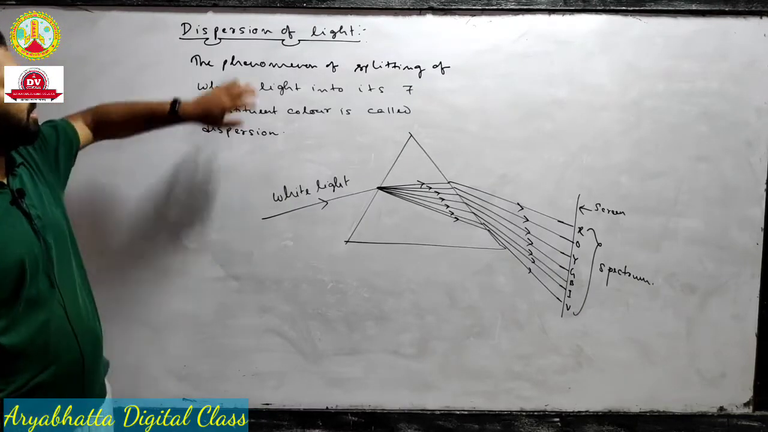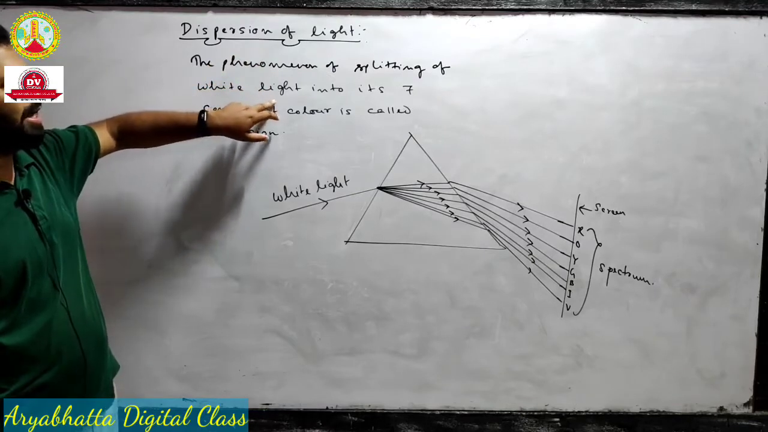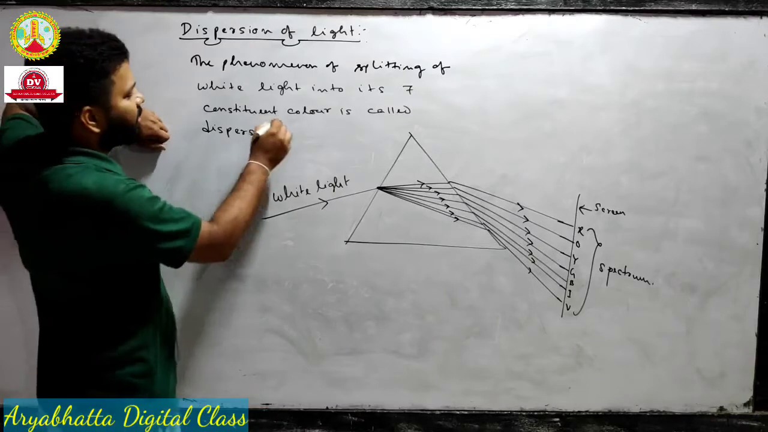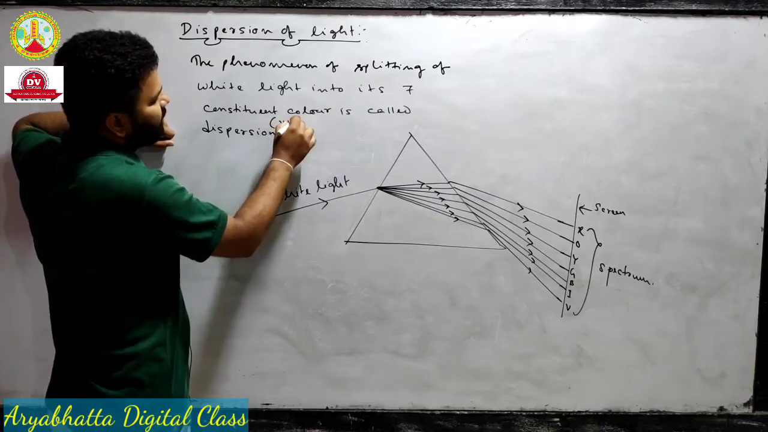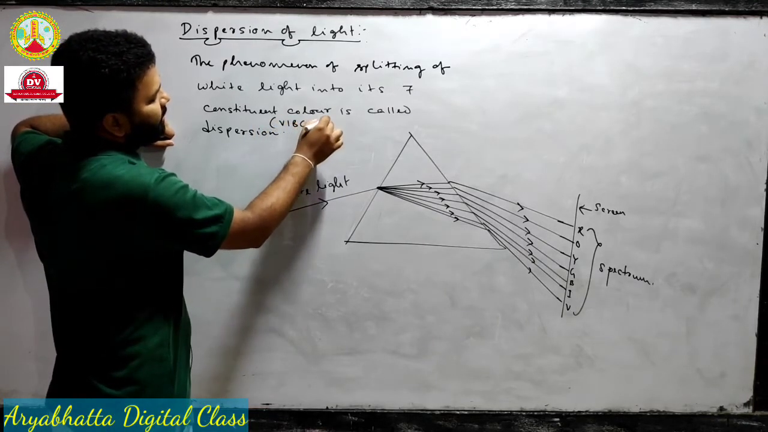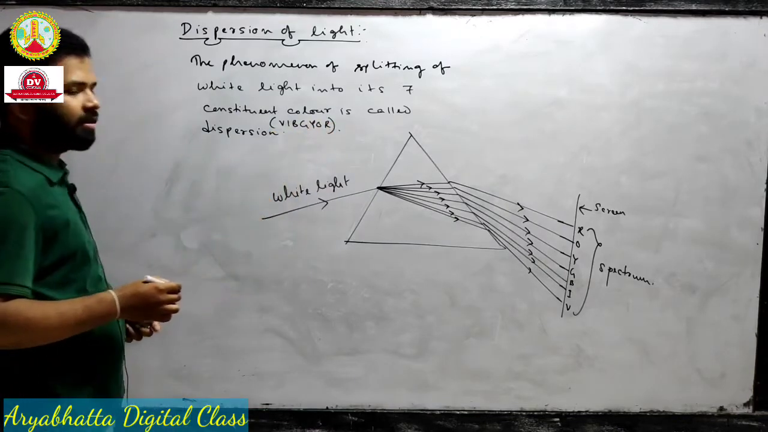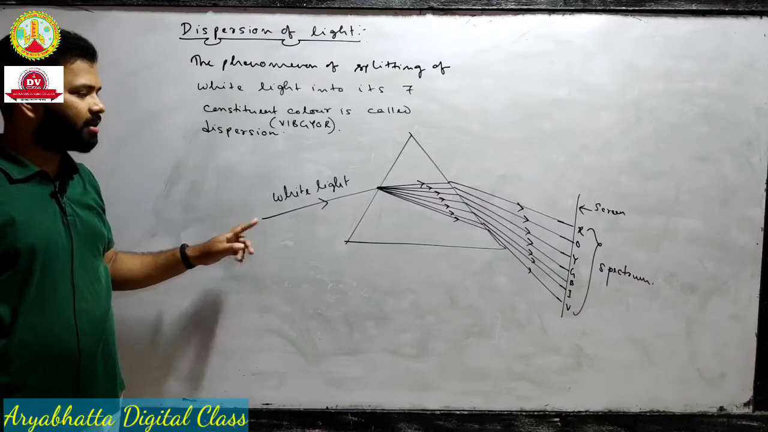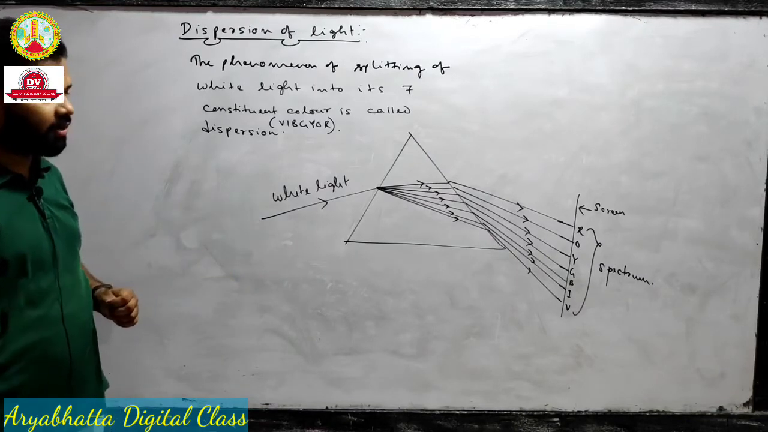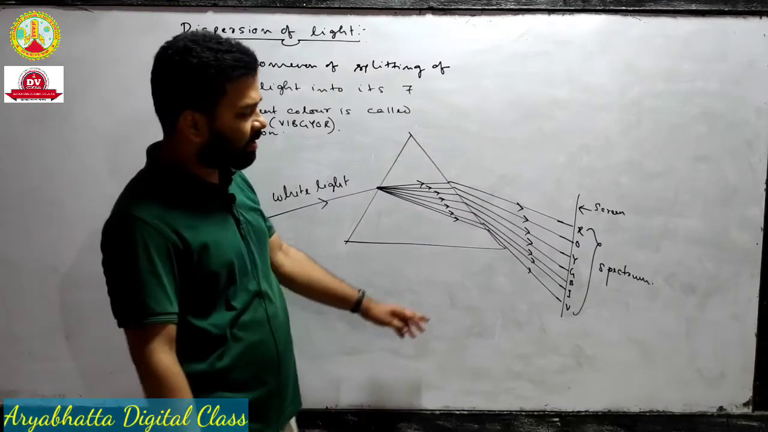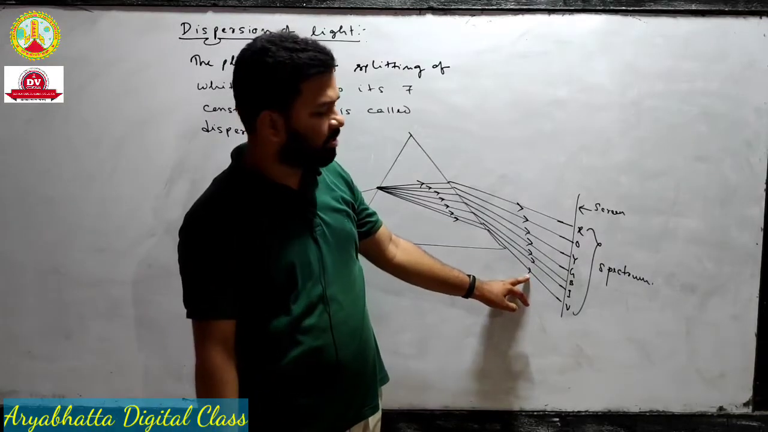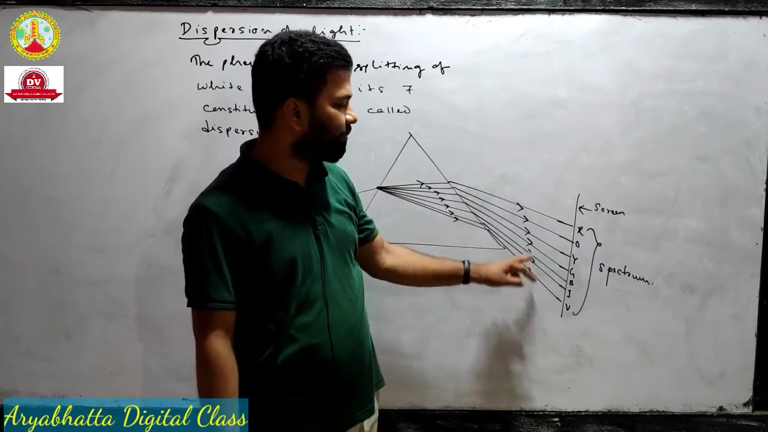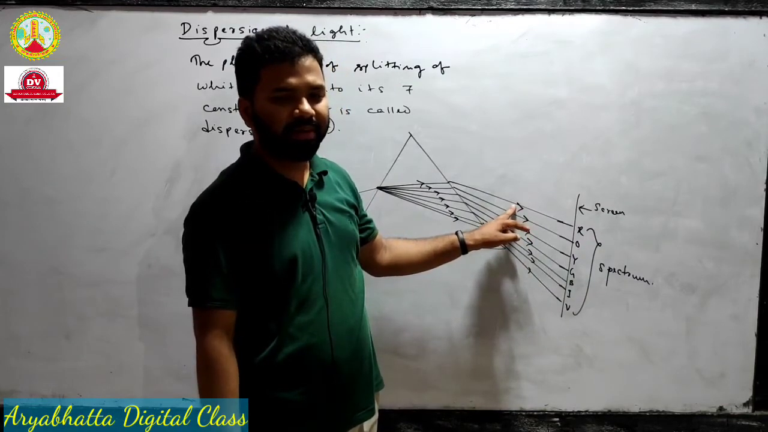So what is dispersion? The phenomenon of splitting of white light into its 7 constituent colors. What are the 7 constituent colors? The 7 constituent colors are VIBGYOR, the rainbow colors. This is called dispersion. It means in white light we have got 7 different colors. And which color has got the highest deviation? The violet color has suffered the maximum deviation and the red color suffers the minimum deviation.